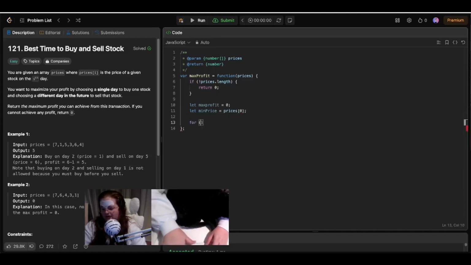Nice. So for let i equal 1 and i less than prices.length, then, excuse me, what are you doing there? maxProfit equals, my brain's trying to think of it, maxProfit. And this one was prices[i], minPrice.